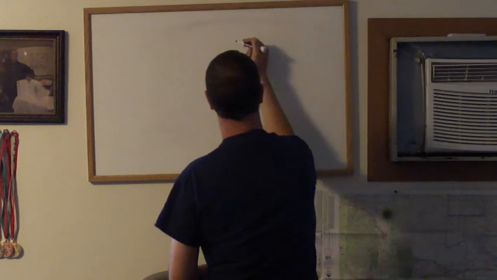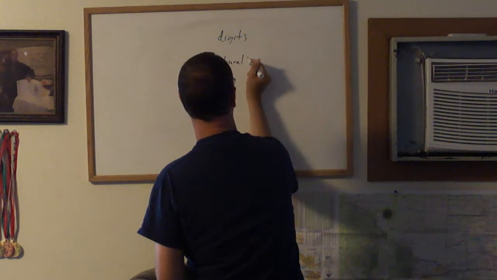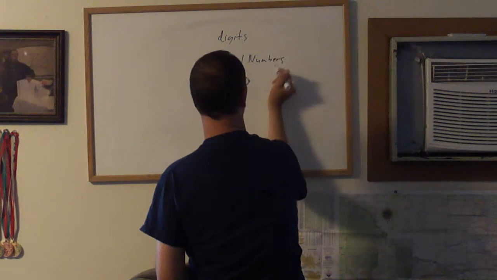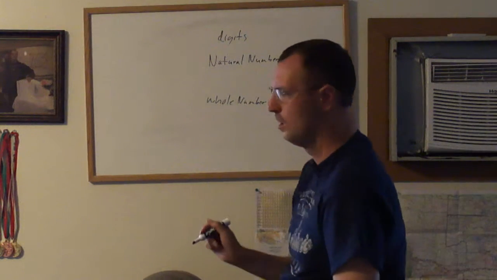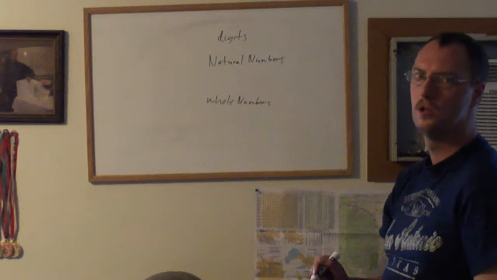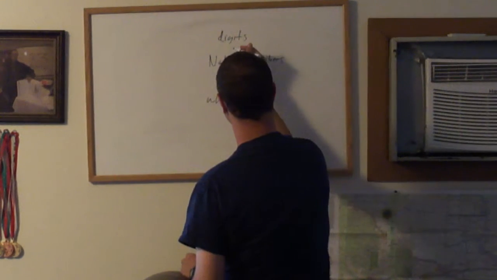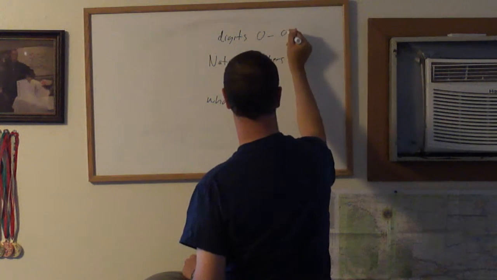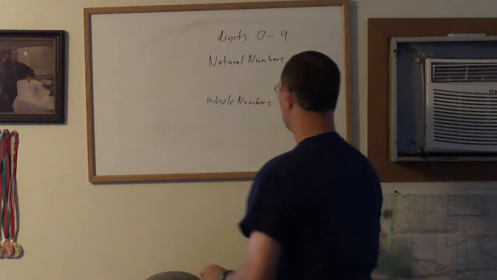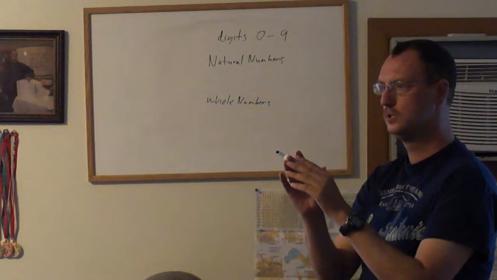Now, I'm going to teach you some basic types of numbers. I'm going to teach you some basic definitions of numbers. The first one is digits. The digits are the numbers 0 through 9. 1 is also a digit, 2 too. Digits are numbers that have just one digit.